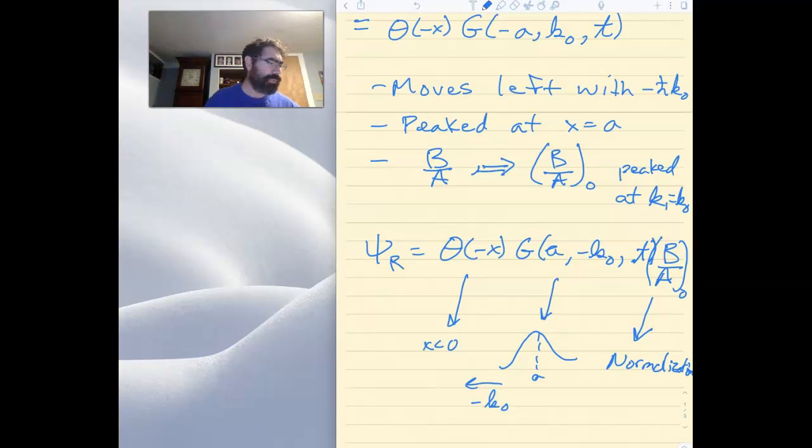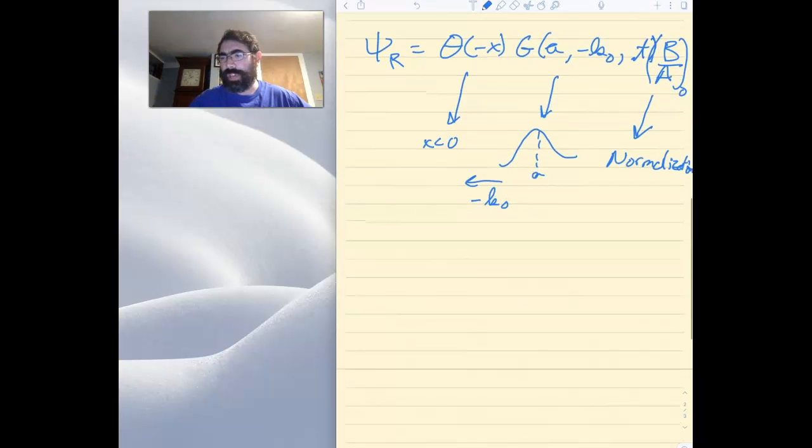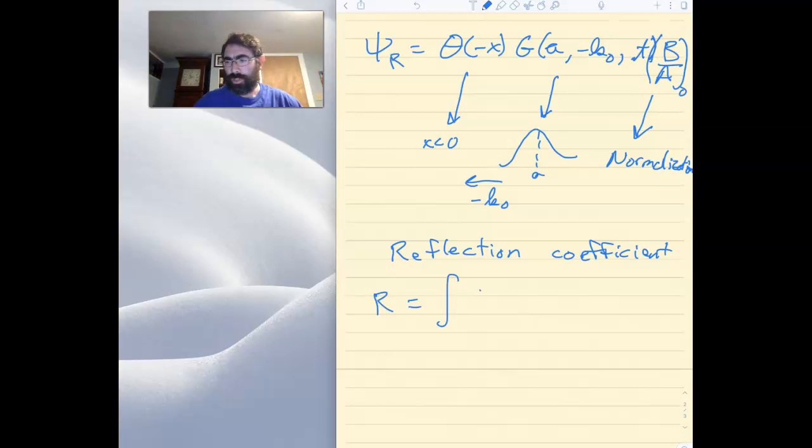Some of the wave function goes into how it's transmitted, and some goes into how it is reflected. So now, since we have that, we can calculate what's called the reflection coefficient, which is essentially kind of like a probability. R is the integral of that. The reflection coefficient is essentially the probability that it's going to be reflected.